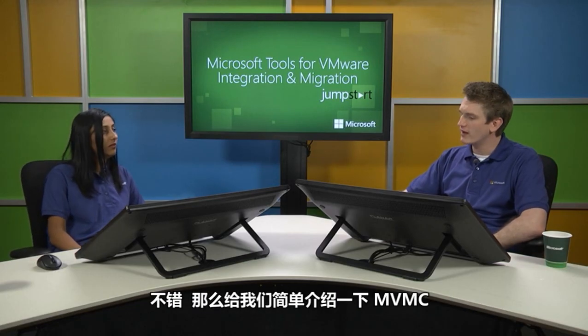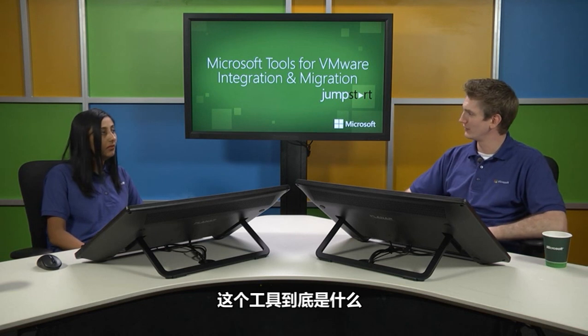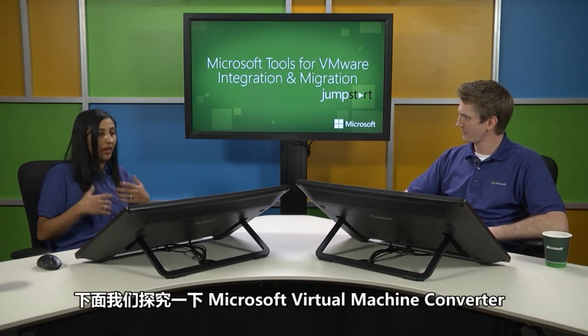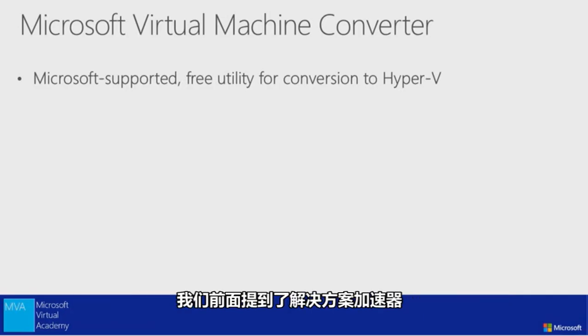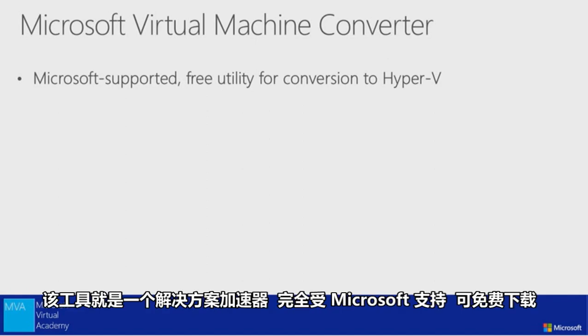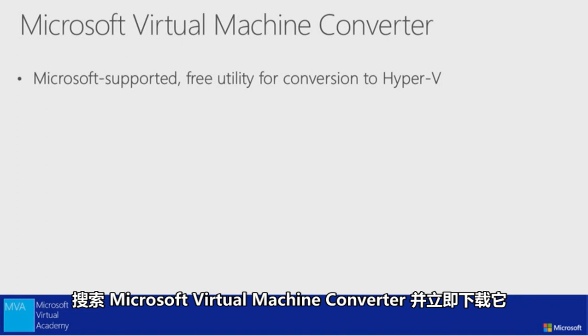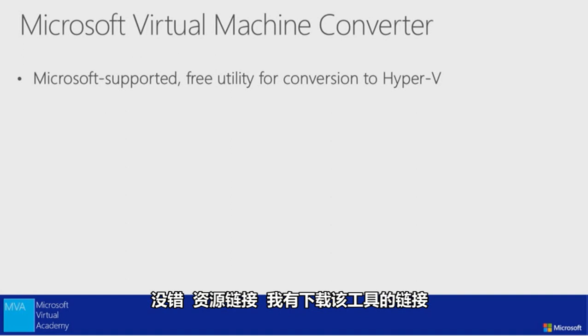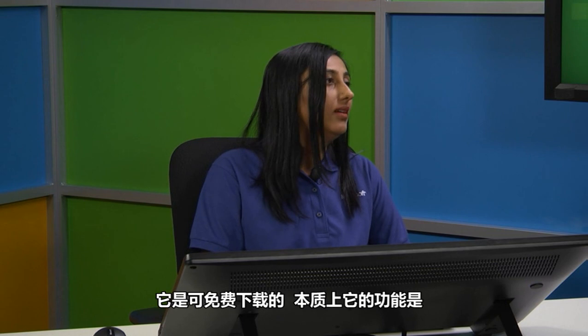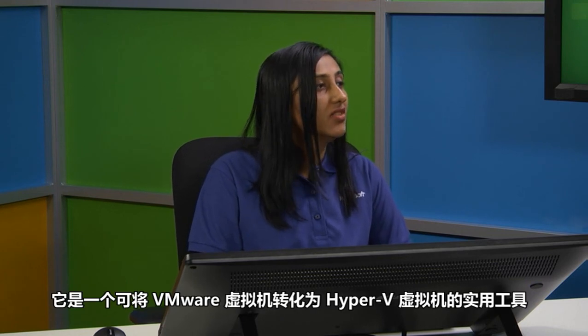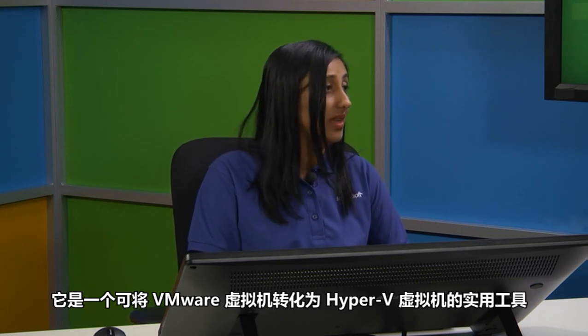Excellent. So give us an overview of the MVMC. What exactly is this utility? So let's dive into that, right? Microsoft Virtual Machine Converter, we talked about solution accelerators a little bit. So it's a solution accelerator. It's Microsoft supported. It's freely downloadable. Free download. I think that's a key thing as well. So you can go today to downloads.microsoft.com, search for Microsoft Virtual Machine Converter, and actually go download this right now. That's right. And in the resources link, I have a link to the download as well. Great. So it's freely downloadable. And essentially what it does is it's a utility that converts VMware virtual machines to Hyper-V based virtual machines.